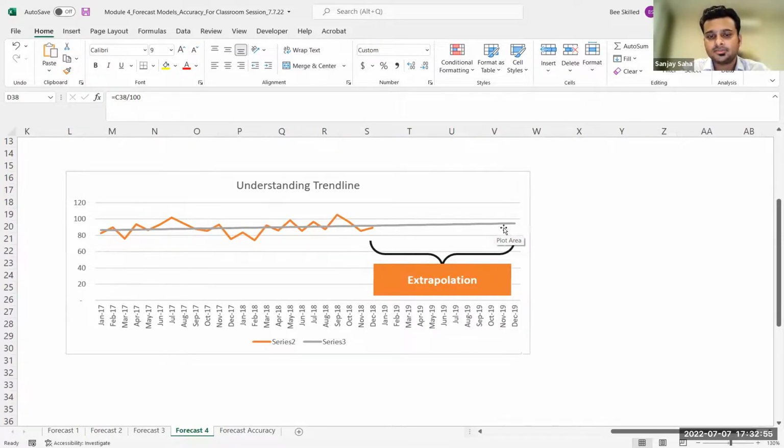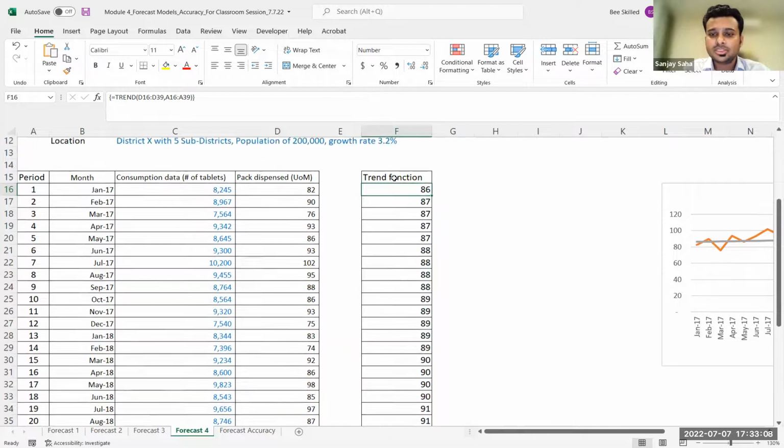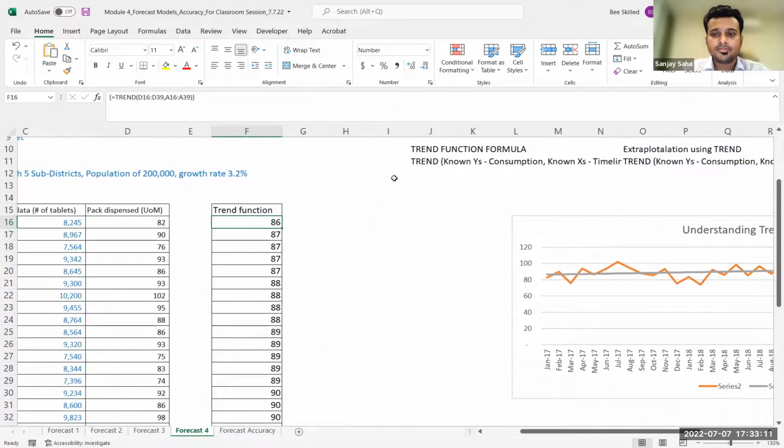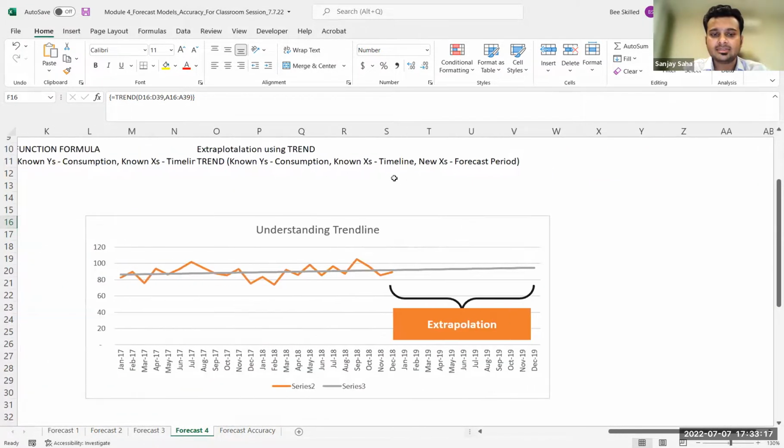Now, how do we do that? We do that using this trend function. So this one is same. We have number of tablets, we divide it by 100, we get number of packs. The trend function uses something called known x's and known y's. So what is the x-axis and y-axis in this graph? X-axis is the time period. Y-axis is the consumption.